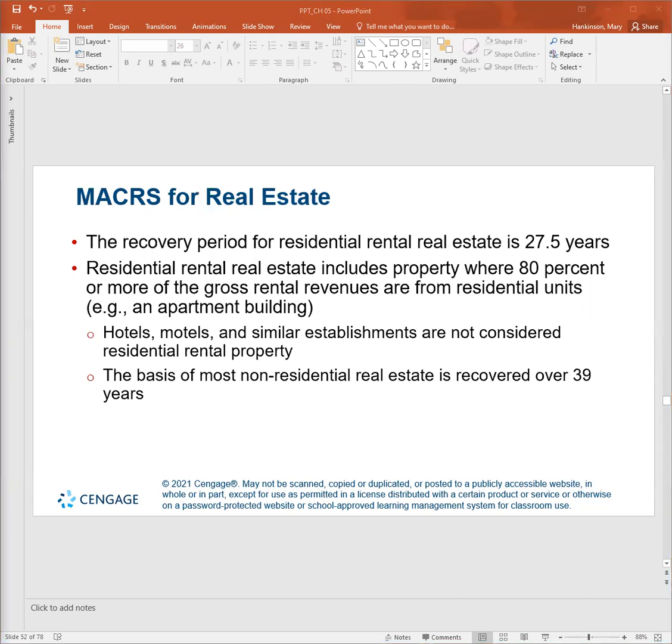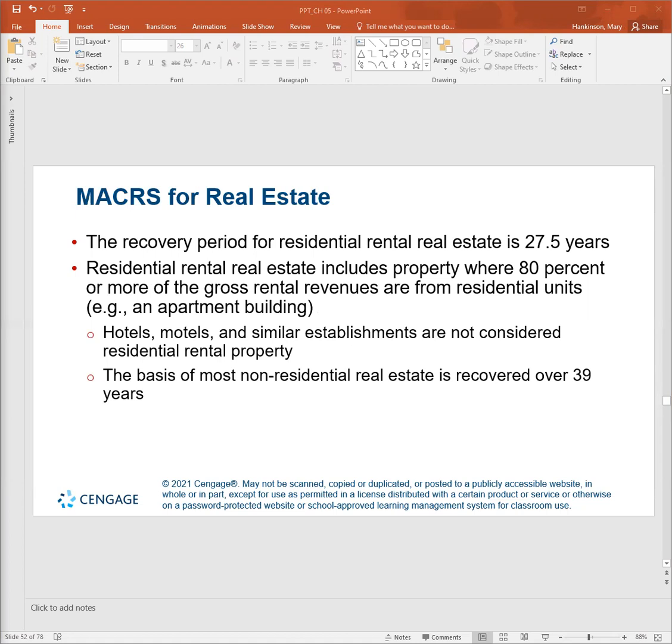Now, let's use this system for real estate. So the recovery period for residential rental real estate is 27.5 years. The cost for most real property is recovered using the straight line method. Residential real estate includes property where 80% or more of the gross rental revenues are from residential units. Therefore, hotels, motels, and similar establishments are not considered residential rental property.